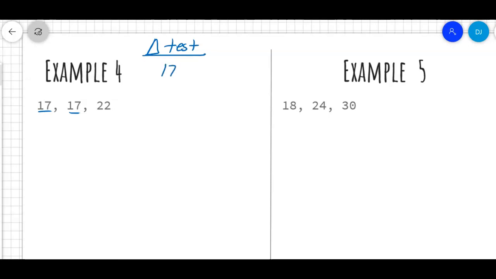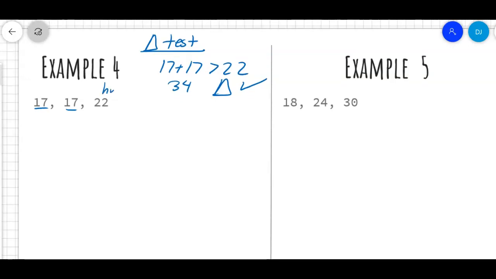17 plus 17 is greater than 22. That is definitely true. I can tell by just looking at it that that's going to definitely make a triangle. So it's 34, which is greater than 22. Perfect. Next step is we need to go ahead and see if it's acute, right, or obtuse.